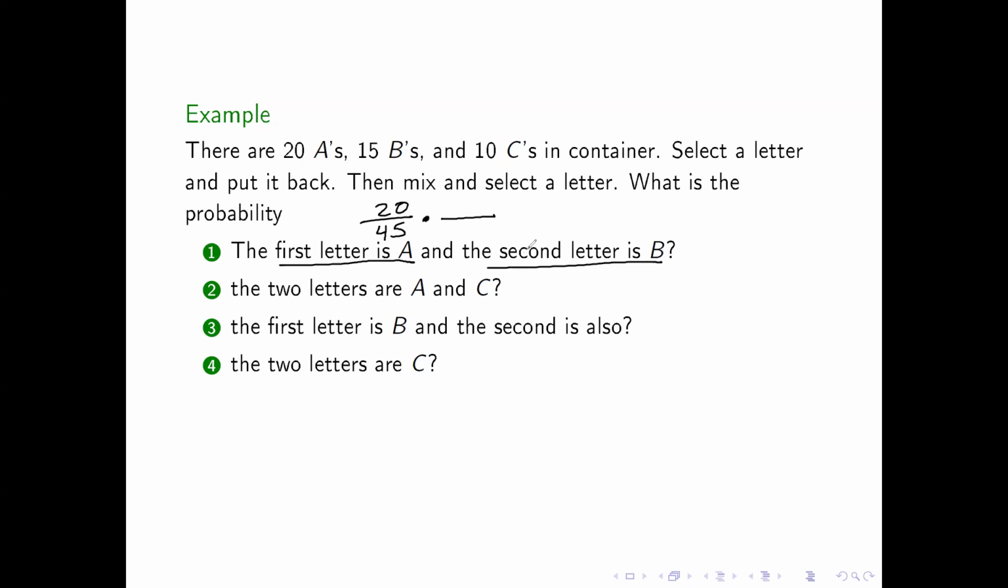And so usually when there's "and," we multiply, and "or" we add. I'll show you that doesn't always quite work, because it depends on what we are doing. But if the second letter is a B, well, that means that I'm pulling out 15 possibilities out of my 45. So I'm going to get 300 out of 45 squared. And that is going to be my probability that I get an A followed by a B.